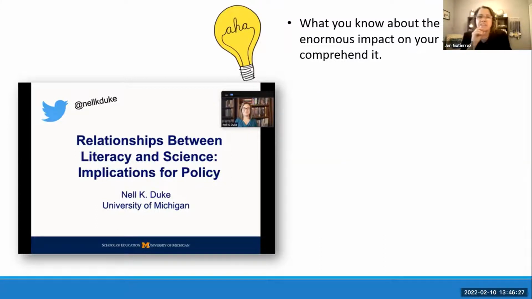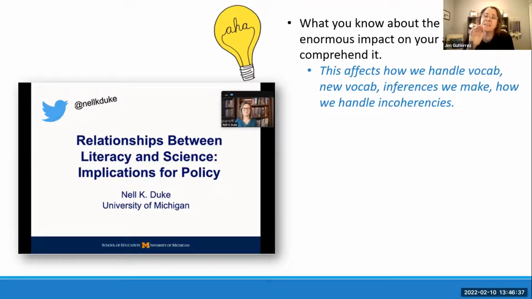What you know about the text has an enormous impact on your ability to comprehend it, right? That totally makes sense, doesn't it? And the second part to that is it affects how we handle the new vocabulary, the inferences we make, and how we handle those incoherencies. The reason that stuck out to me so much is because if our kiddos are learning to read, they're building that understanding, and they are having those foundational skills and time with explicit phonics, but they're not using it in the context of something, we're not giving them any time to develop understanding, to own new vocabulary, to try to make sense.